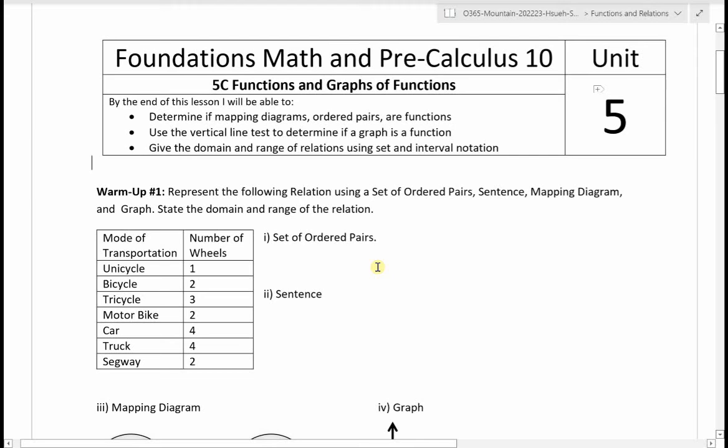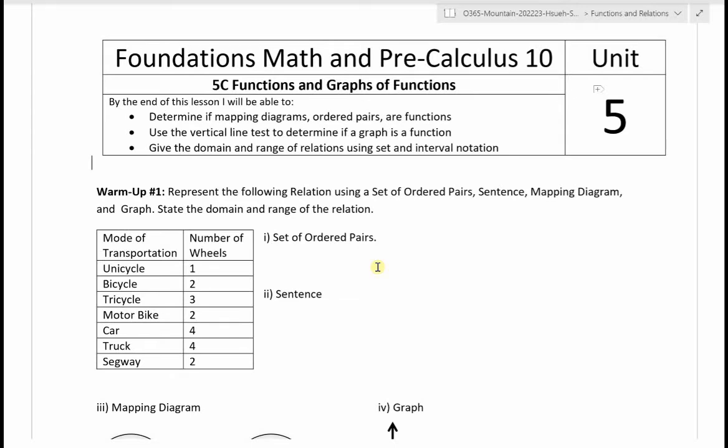Welcome back to the third lesson of Unit 5. We are going to be looking at functions, what a function is. And we're going to be looking at the domain and range, or writing down the domain and range using set and interval notation. Okay, so here's the warm-up question. This is basically what we did last time.